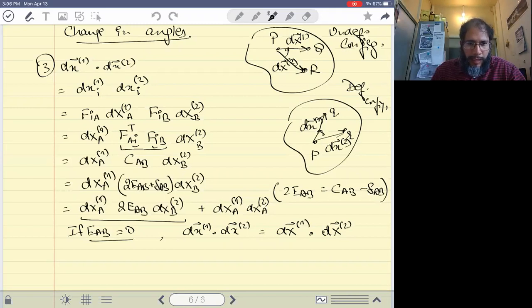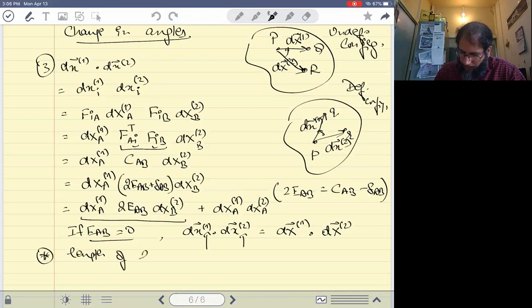Okay, so that's what we get if EAB is equal to 0. Now I can also put, so this is a general case, if 1 is equal to 2, that is, if this 1 becomes equal to this superscript, the index, then what we get is d small x1 dot d small x1, that's the square of the length, is equal to square of the length of the d capital X1. So what this means is, so if this is the case, let's put it in words.